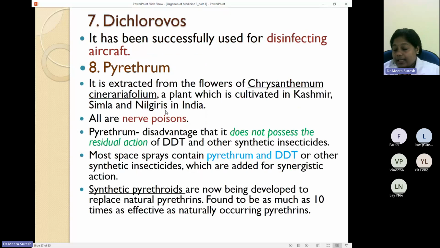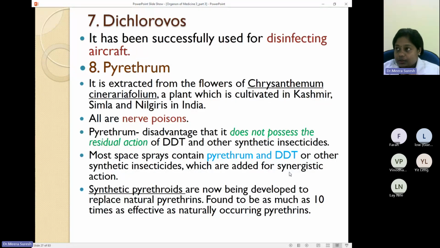So these all act as nerve poisons. With pyrethrum there is immediate death of the insects. But the main problem over here is that there is no residual action. So it does not possess the residual action of DDT. Most of the space sprays, like outdoor spraying, actually use pyrethrum and DDT.